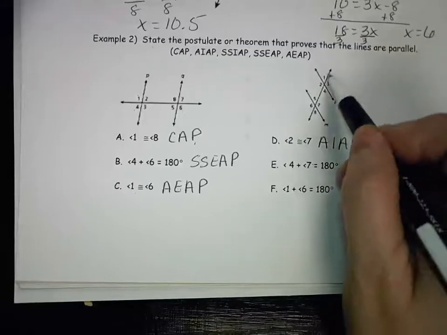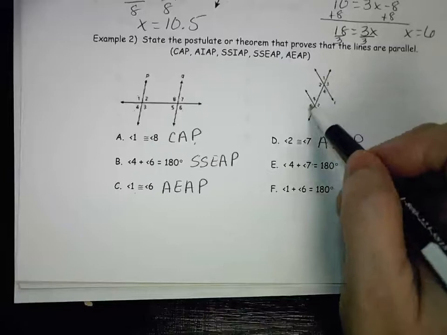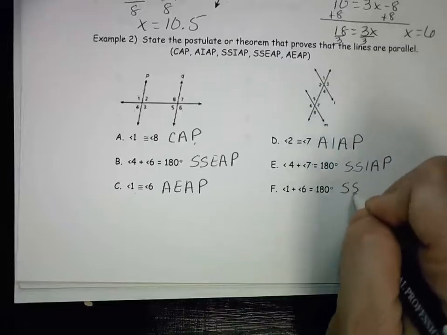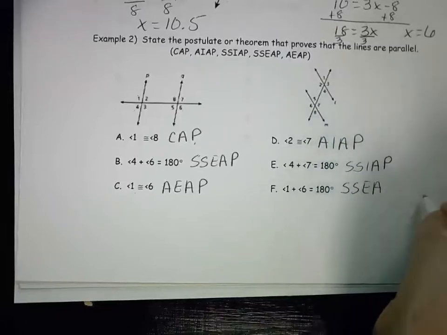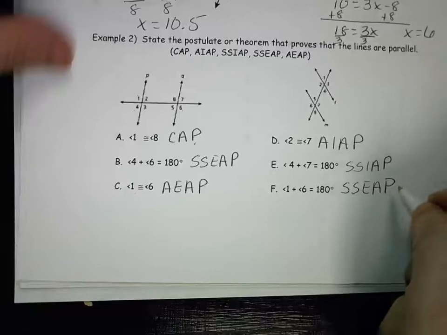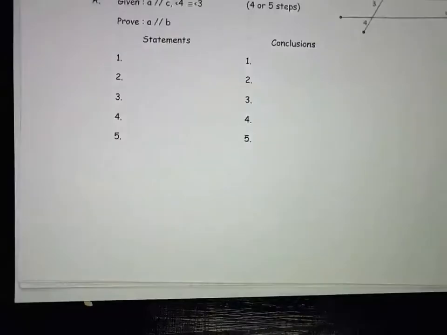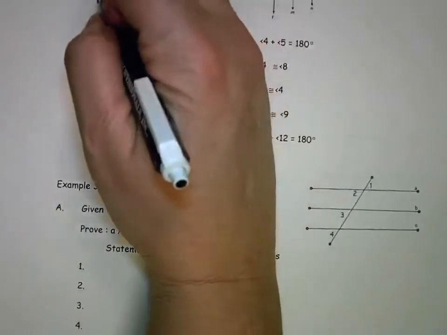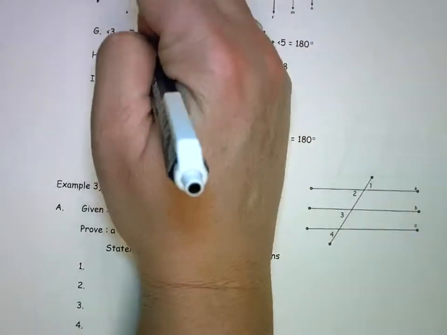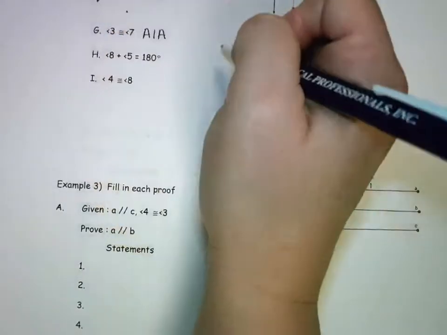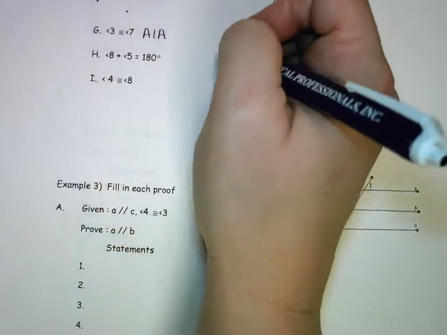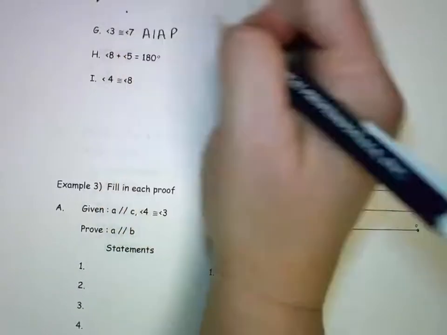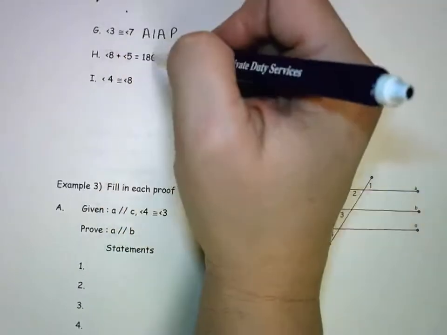1 and 6, those are same side exterior angles that add to 180, so that makes the lines parallel. We have 2 more of these at the top of the next page. 3 and 7 are alternate interior angles. We started with the angles, and that makes the lines parallel.